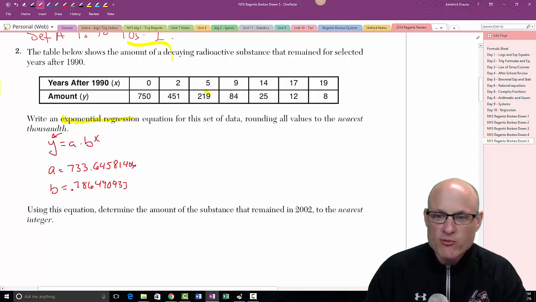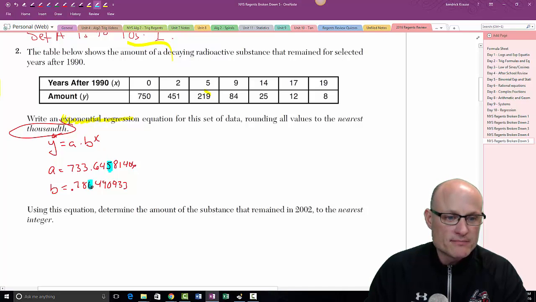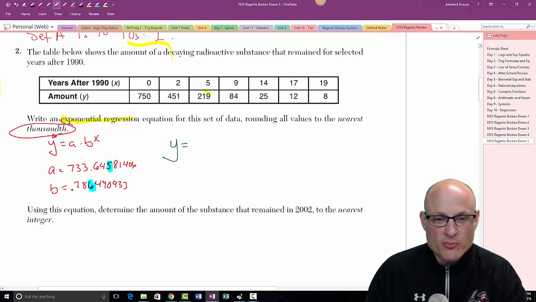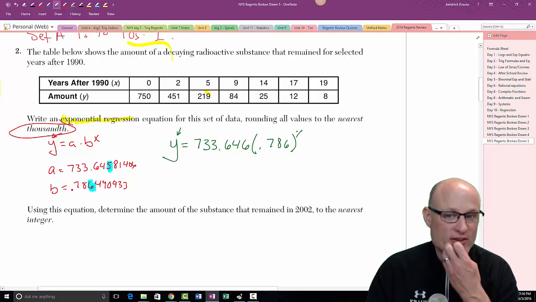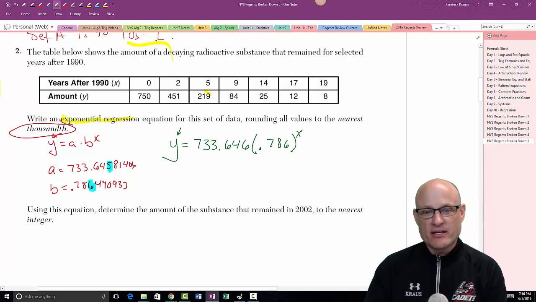Now I've got to figure out the rounding. They want us rounding it to the nearest thousandths place, so that's 3 decimals. Again, most kids, if they're going to lose points, forget to write an equation, which is Y equals 733.646 times 0.786 to the X. I always put that B in parentheses. I just think it looks nicer. All right, that's part A.